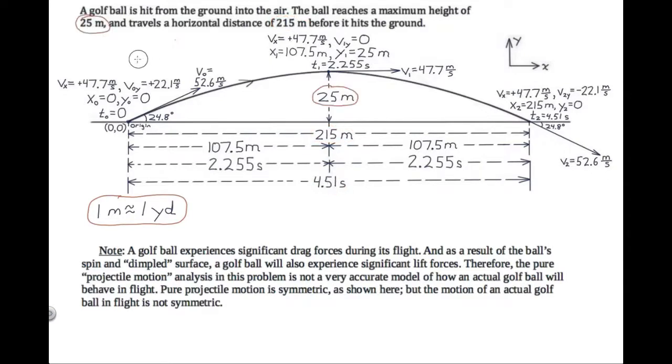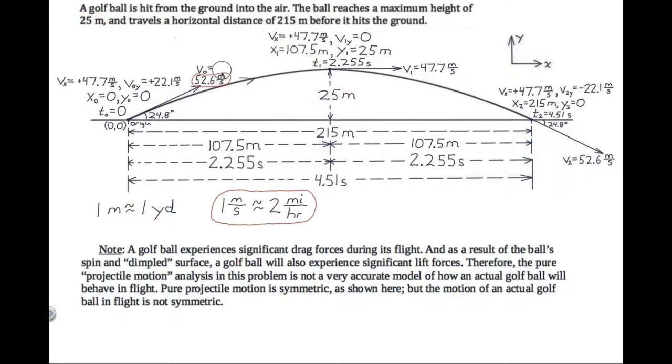The problem tells us that the ball reaches a height of 25 meters, which is about 25 yards, 1/4 of a football field. We found that the ball was hit with an initial speed of 52.6 meters per second.